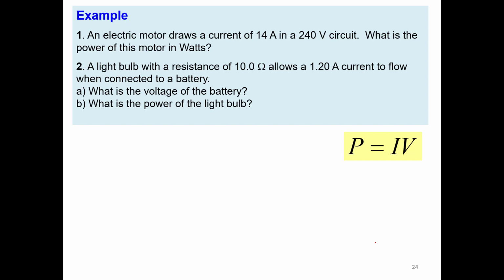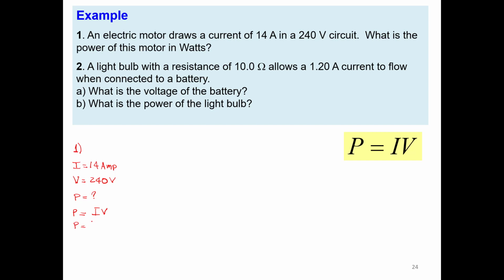And let's solve the first problem here. Then we know the current is 14 ampere. The voltage is 240 volts. And then we need to calculate the power. And we know the power equals current multiplied by the voltage.